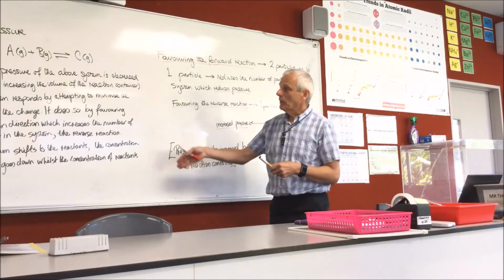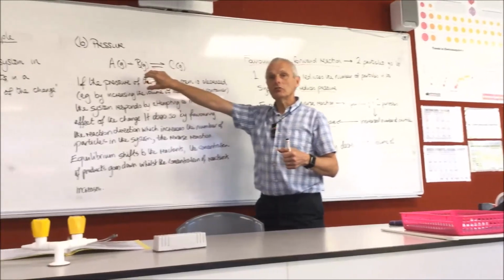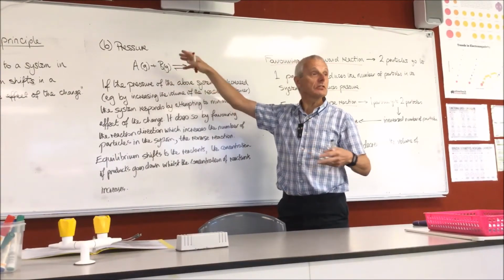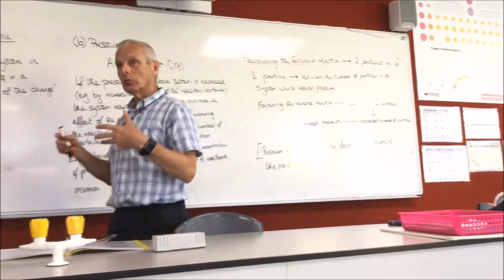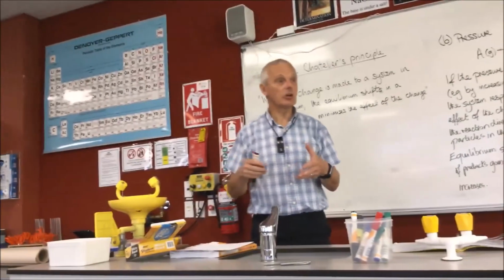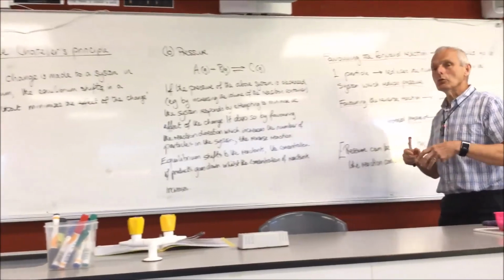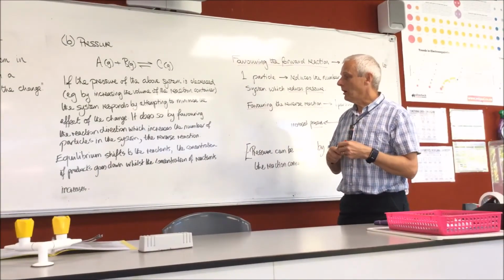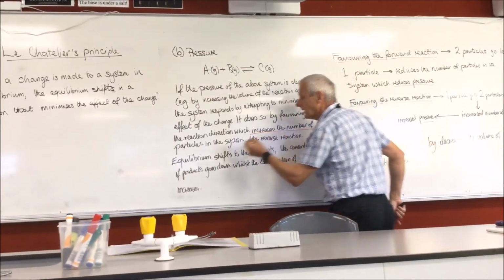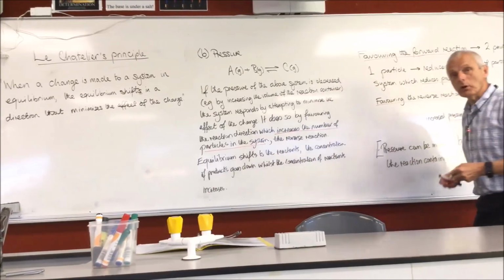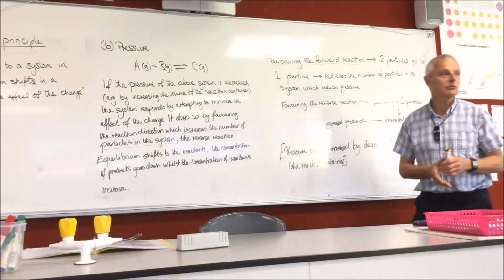There's one final thing to say about this. So this is exactly the same as before. We're just saying, what's the effect of the change? The change has been we've halved, or we've increased the volume, so we've increased the pressure. That's the effect. The system responds by trying to minimise that effect, and does so by favouring the reaction direction which increases the number of particles in the system. Because you reduce the pressure, you've got to try and increase it back up. Okay? And so that's the response of the system, and the effect is that the concentration of products goes down.